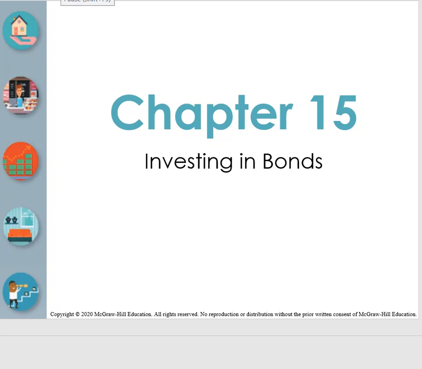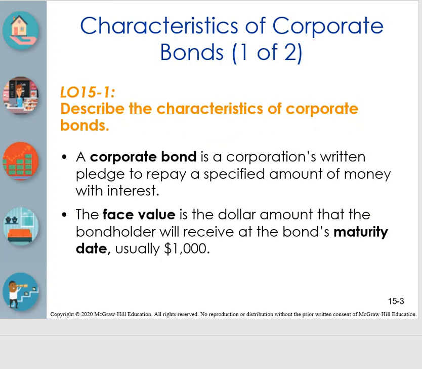Today we're going to talk about Chapter 15, investing in a different type of securities, specifically bonds. So we're going to look at different bonds. The first main type of bond we're going to look at is what's called a corporate bond. And a corporate bond is a bond that's issued by a corporation.